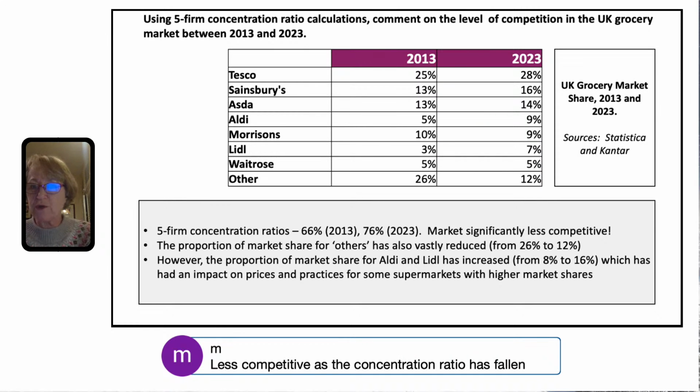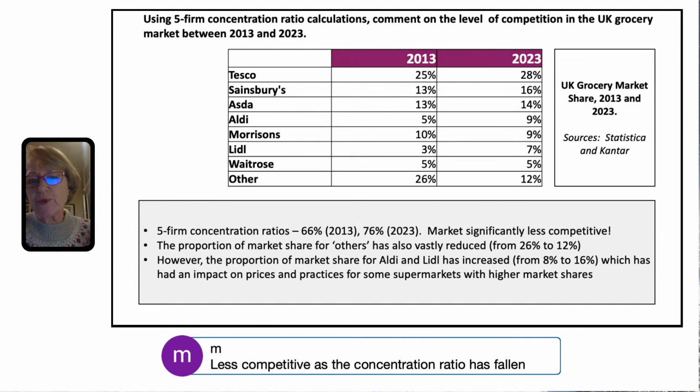So a number of you suggesting that that is a much more concentrated market than it was before. Well done if you've picked that one up. Significantly less competitive. But then maybe you've not yet had a chance to go on and look at some other comments you might make on that. But let's have a look at all of that data and another couple of suggestions here. The proportion of the market share for Aldi and Lidl, if you add their market share together, in 2013 it was 8%. It's doubled by 2023. They've got 16%. So they have also taken a big increase in their market share.